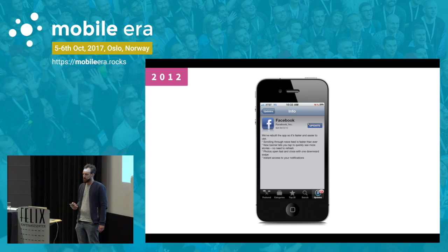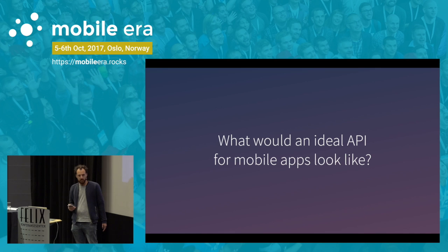and some of you may remember this app. This was actually the first modern native Facebook app for iOS. The version before this was an HTML5 app. It wasn't well received. It was slow. It was buggy. And the question the Facebook developers working on this rewrite of the app asked themselves was basically, what would an ideal API for mobile apps look like?